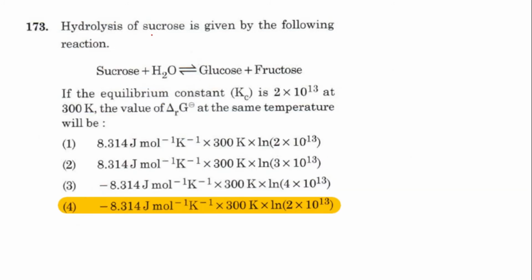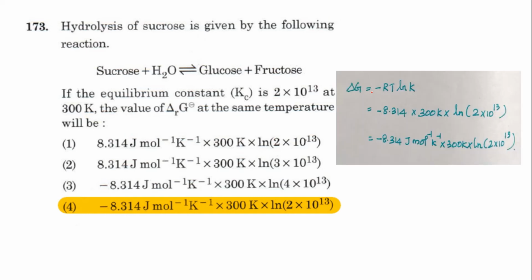Next, hydrolysis of sucrose is given by the following reaction. So sucrose on hydrolysis will give glucose and fructose. The equilibrium constant Kc is 2 into 10 power 13 at 300 Kelvin. The delta G naught value at the same temperature will be. The formula is delta G equal to minus RT ln K. So R is the gas constant, T is the temperature they gave, 300 Kelvin, and K value 2 into 10 power 13. Just we will substitute the values in the formula and finally we will get minus 8.314 joule mole inverse Kelvin inverse into 300 Kelvin, and ln 2 into 10 power 13 is the correct answer.